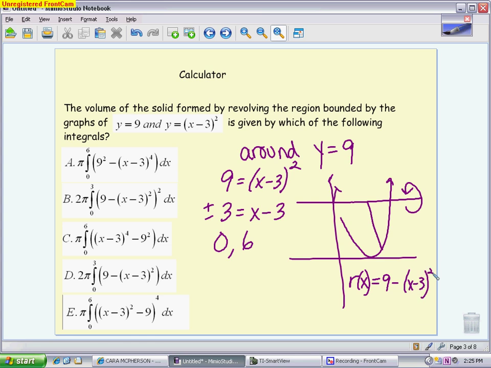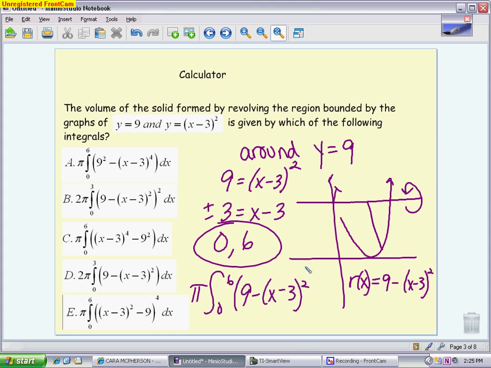So I started looking at choices, and at first I was thinking that the choice wasn't there. It didn't quite look right, because I kept focusing on the fact that I was going from 0 to 6. What it should be is I should be going from 0 to 6 pi, and then it should just be radius squared. So my radius is 9 minus the quantity x minus 3 squared. That has to be squared. And I was looking for that choice, and I went through all of them and thought, I don't see that choice.